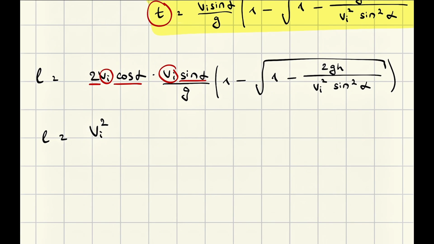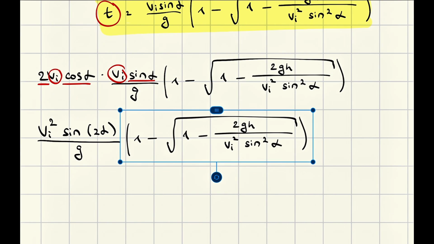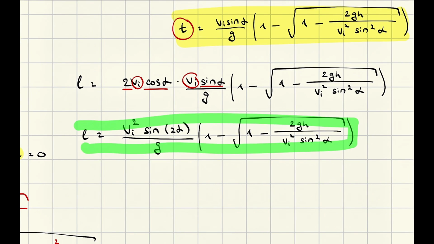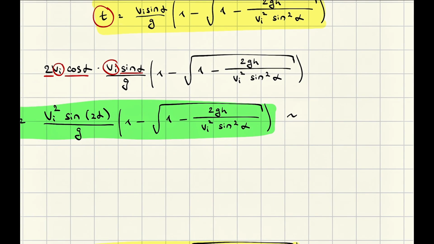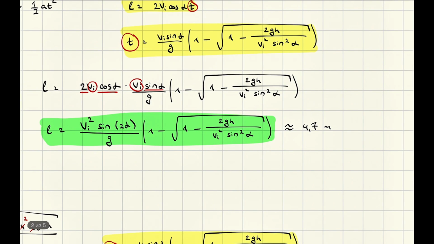Isn't that something very familiar? Yes, of course, it is sine 2 alpha, all divided by g. And then we've got just this thing. We put it here. So basically, that would be our final answer. Yes, it's long, but the main thing is that it is correct. You can try it yourself. You can check it. You can put in numbers, and you must have an answer around, if I'm not mistaken, 4.7 meters. If you apply all those numbers, you must have that answer, around 4.7 meters. That is our final answer.